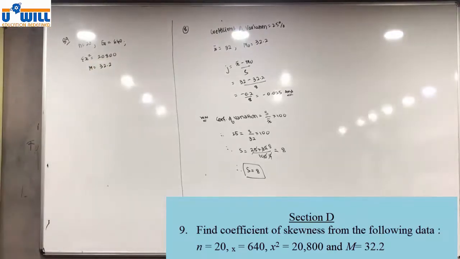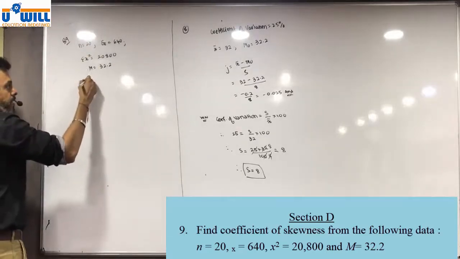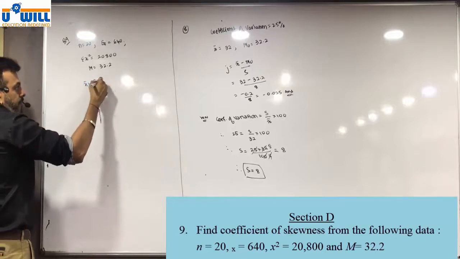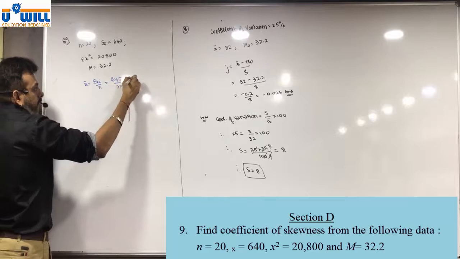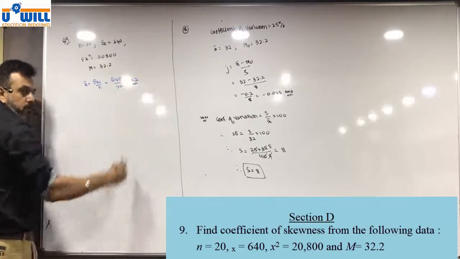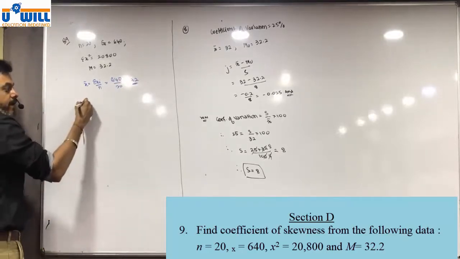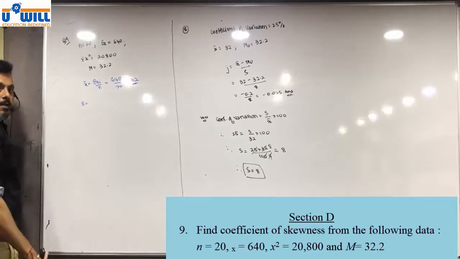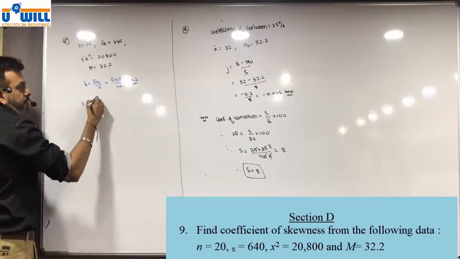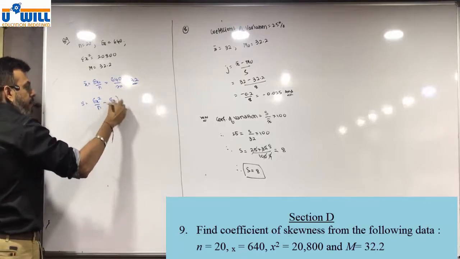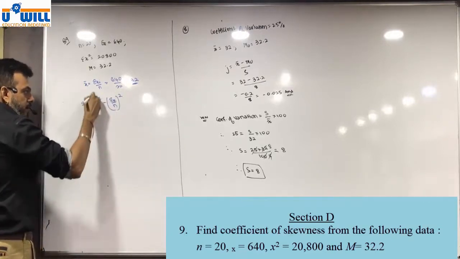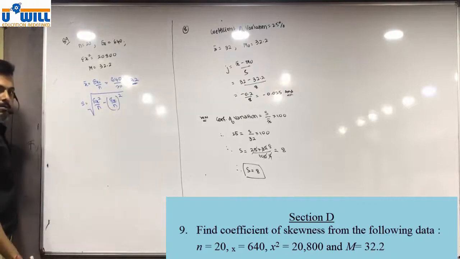Now, what we can find with the information given? We first find the mean. X bar is equal to sigma xi upon n, 640 upon 20, which is equal to 32. Then we find the standard deviation. Standard deviation is sigma x square upon n minus sigma x upon n the whole square, the whole under root.